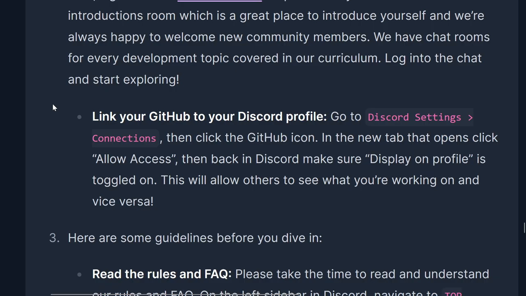Third, link your GitHub to our Discord profile. Go to Discord settings, connections, and click the GitHub account. In the new tab that opens, click allow access. Then back in Discord, make sure display on profile is toggled on. This will allow others to see what you are working on and vice versa. So I've already done that. So let's go to Discord first. Okay, still loading. Let's get back here.